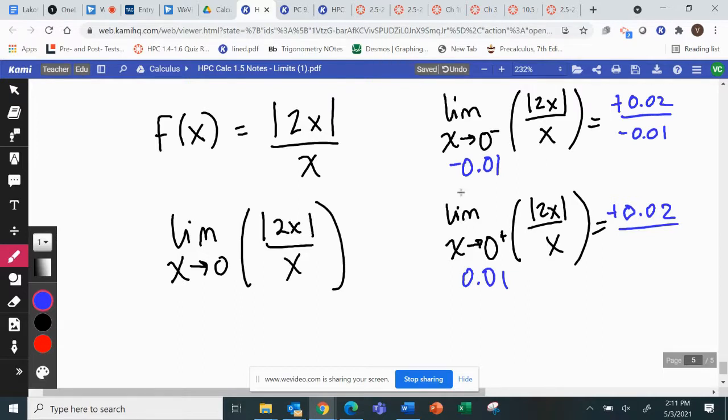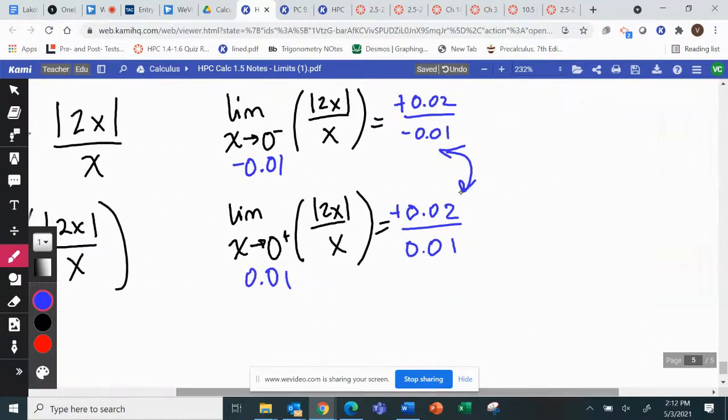And on the bottom, I'm going to get a positive 0.01. Are these going to be the same answers? I don't even need to finish doing the problem. They're not going to be the same answer. One's going to be negative, one's going to be positive. So not the same answer. So the limit does not exist.